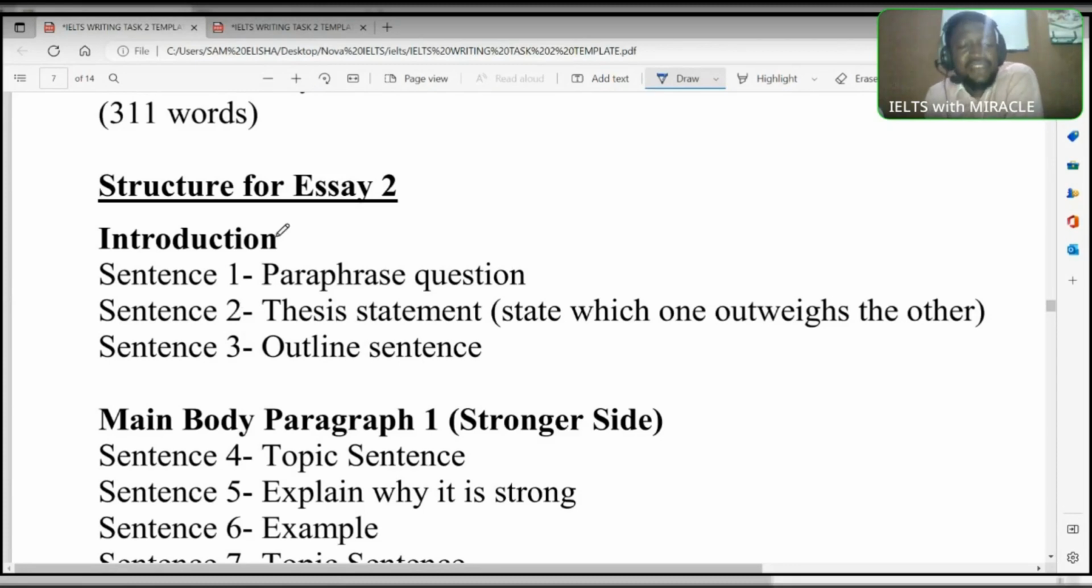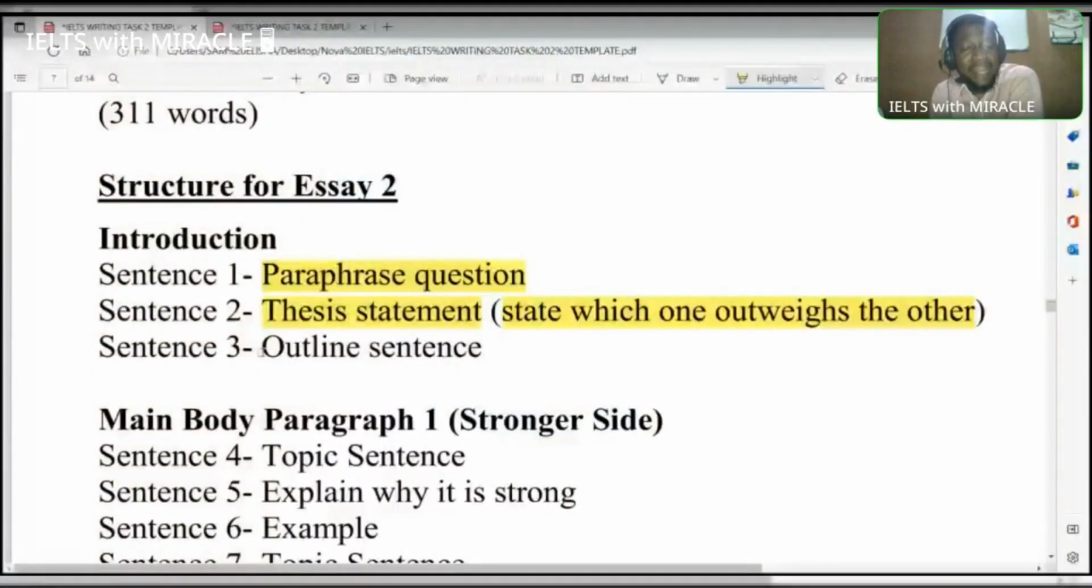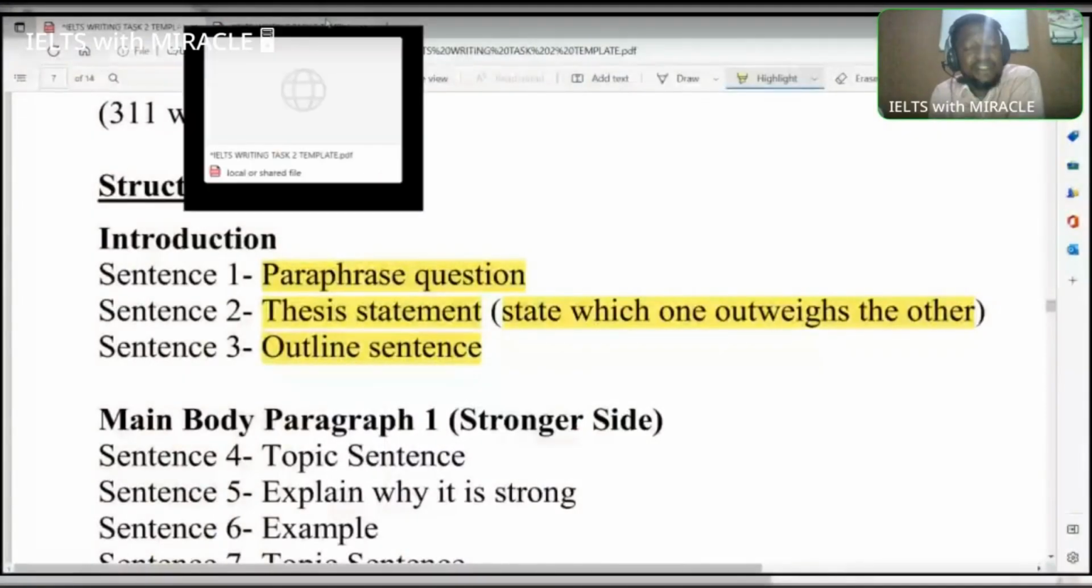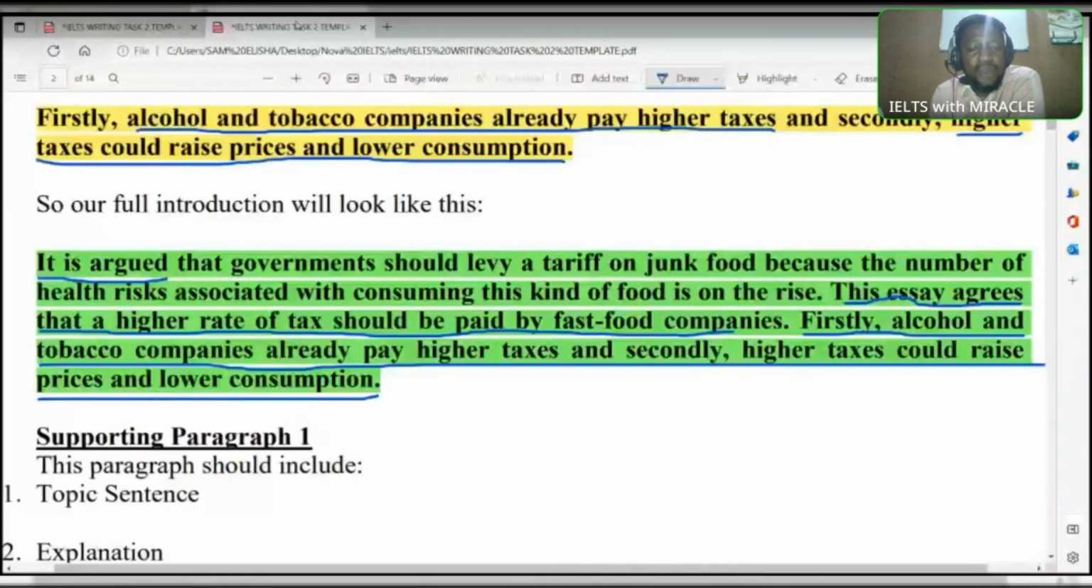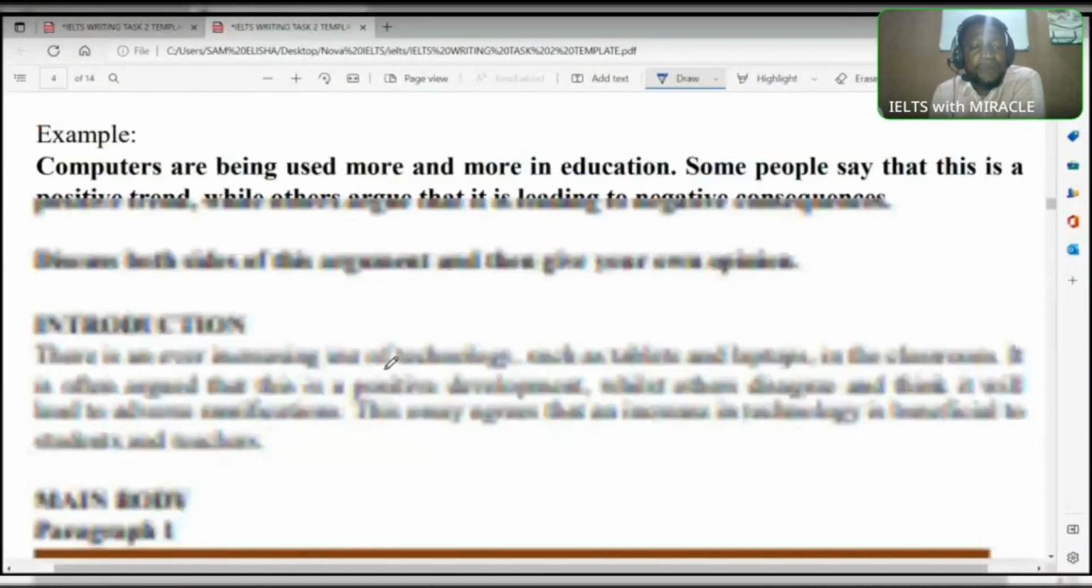So here, our manner is, you paraphrase the question, then you state your thesis. Now, your thesis should state which one outweighs the other. That's your thesis statement. That means which one you align with. Then you have your outline sentence, which gives the reasons why you think one outweighs the other. So let's quickly go straight to the particular question. And please follow the screen. Very important.